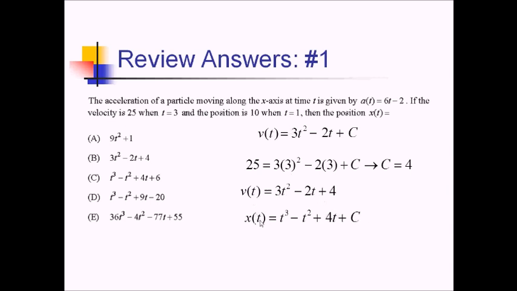So I can plug 10 in for x of t. And then all the t values on the right side are going to be 1s. So we have 1 cubed minus 1 squared, which is just going to be 0, plus 4 times 1. So when the dust settles, we just have 4 plus c on the right side. Subtracting 4, I get a c value of 6. And plugging that back in, I now have t cubed minus t squared plus 4t plus 6, which gives me answer choice C.